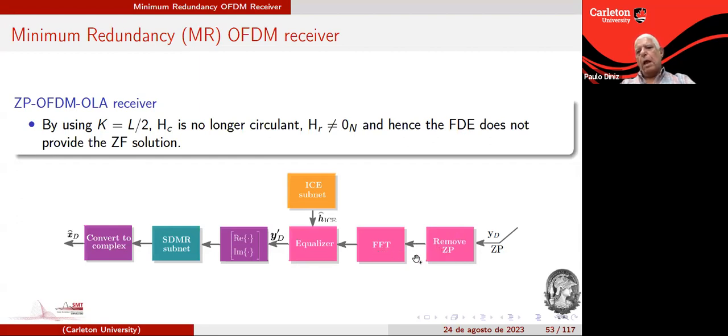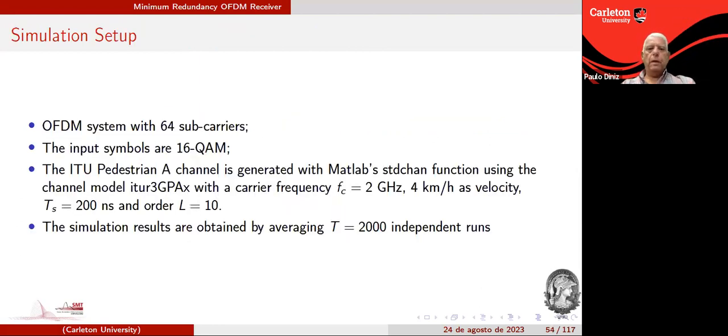And then I receive the signal here. I remove the zero padding. I do the FFT. I do the equalization using the first network, the one that improved my channel model. And I perform the equalization. And I do this second block here just to improve my constellation classification, let's say. Okay.